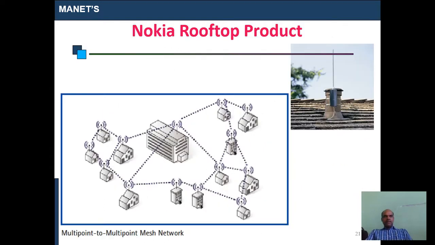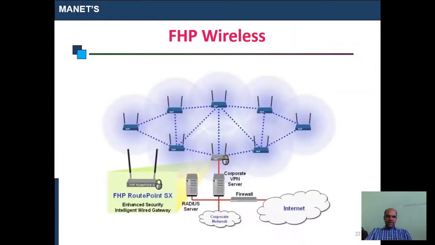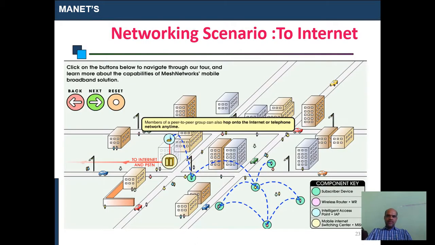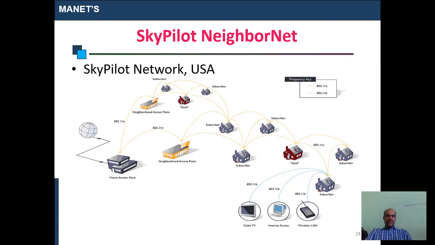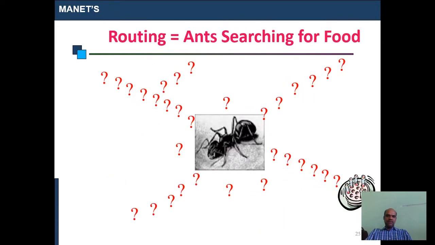These are some examples of the Nokia Rooftop product, a multi-point to multi-point mesh network. To establish it, we need one antenna and FHP wireless and networking to the internet. This shows how these ad hoc networks will be connected to the internet, and the SkyPilot neighborhood network, which is located in the USA.